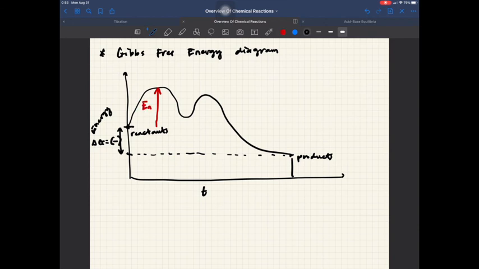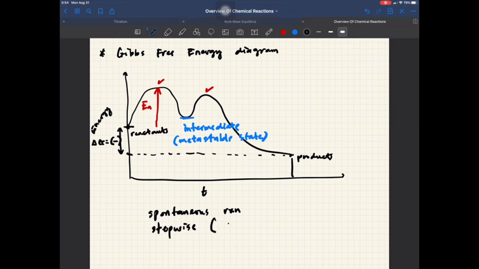In this type of Gibbs free energy diagram, we also have the formation of a metastable state, which is called the intermediate. And finally, this type of reaction has two steps, 1, 2. So all in all, we could say that this type of Gibbs free energy diagram shows a spontaneous reaction. The mode of the reaction is stepwise. It has 2 steps and 1 intermediate.